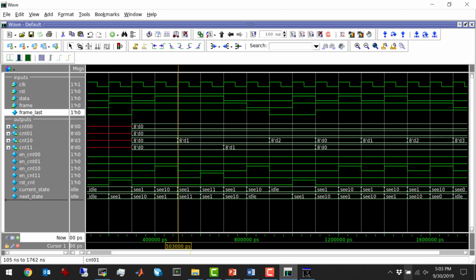Likewise, the next state logic. Remember that the next state is calculated from the current state, but according to this, the next state changes at the same time the current state does. So the current state changes, the next state changes immediately, right? I mean, if you don't believe me, I can zoom in.